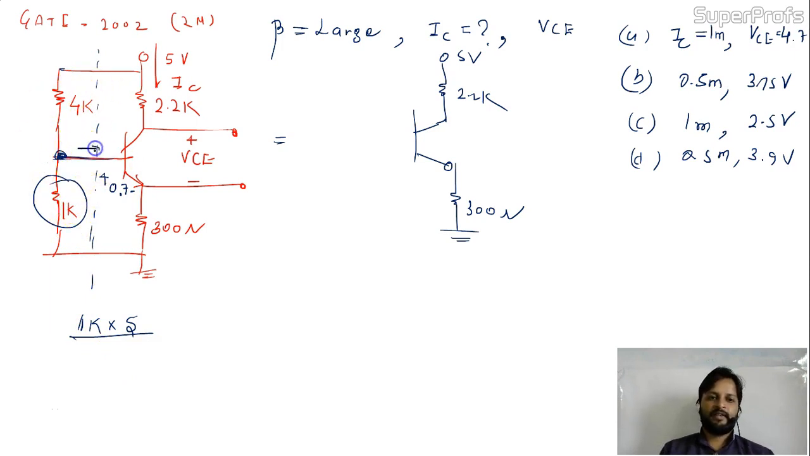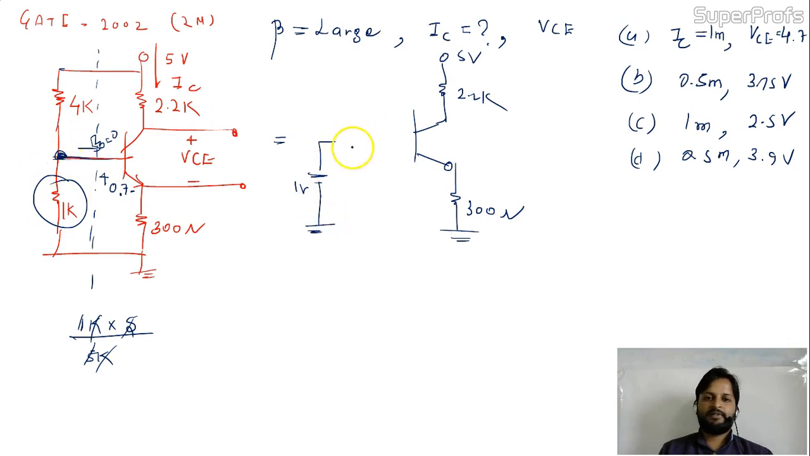Here the base current is 0. Why? Because beta is very large, so it is a very low, minimum current. So we can treat them as a series circuit, no problem at all. That's why I'm dividing the potential. So 5 into 1K divided by 5K, K will cancel. It will be 1 volt over here.